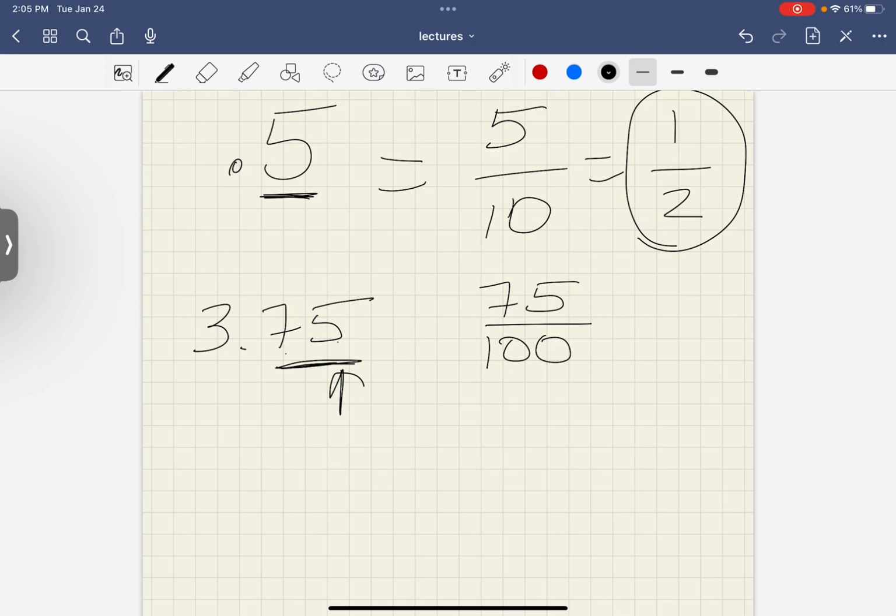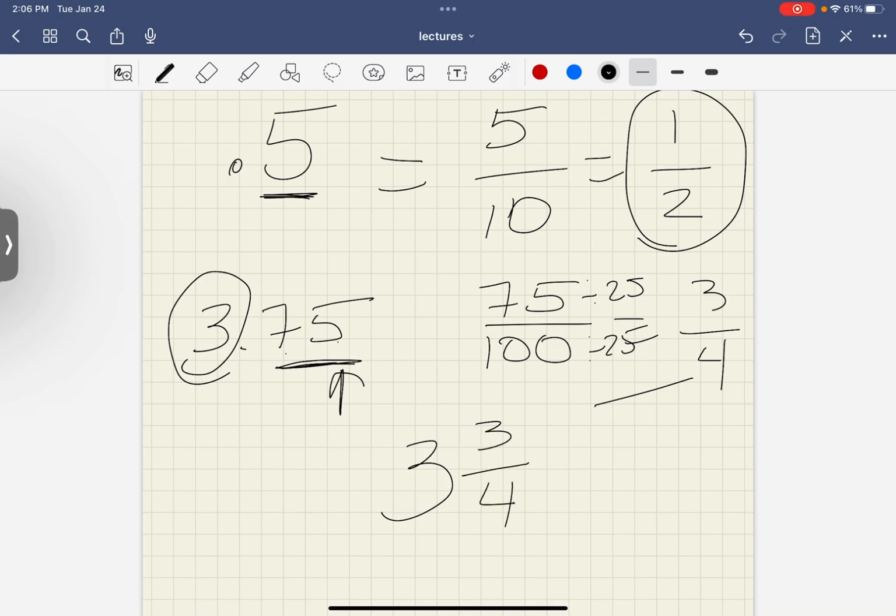Now let's think about this. What goes into 75 and into 100? Think about quarters. If you have quarters and you have 75 cents, how many quarters do you have? 3, right? If you have 100 cents or $1, how many quarters do you have? 4. So we divided each one of these by 25 and got 3/4. So the mixed number, remember, this is the whole number that goes out in front, and this is the fraction, so it's 3 3/4.